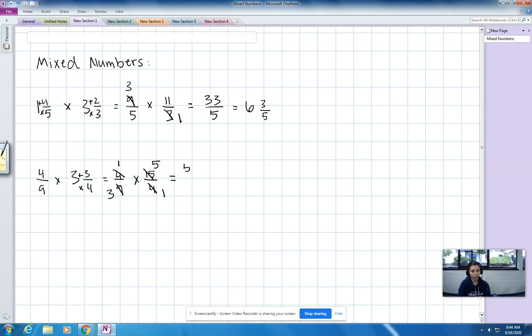1 times 5 is 5. 3 times 1 is 3. But my answer is an improper fraction, so let's make it a mixed number. I ask myself, how many whole times can 3 go into 5? Well, only one time. But if we only had 1 3 that went into this 5, that means there's 2 pieces left over, or 2/3 left over. So our final answer is 1 2/3.